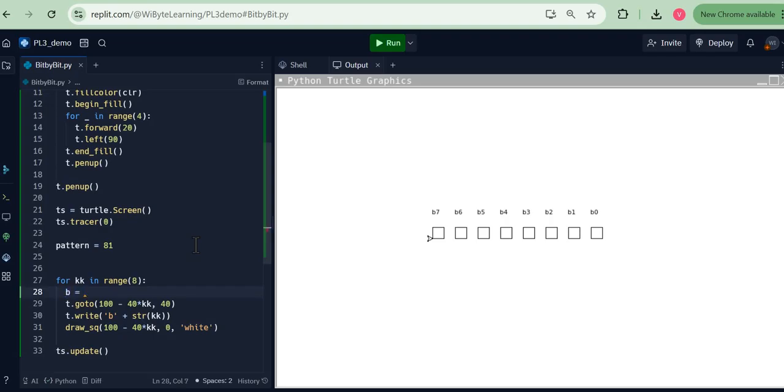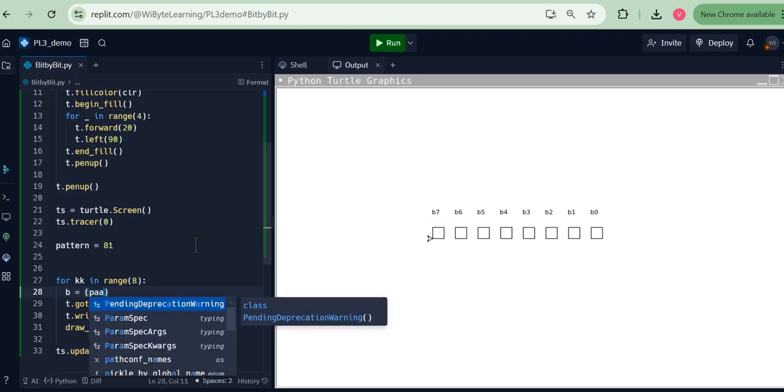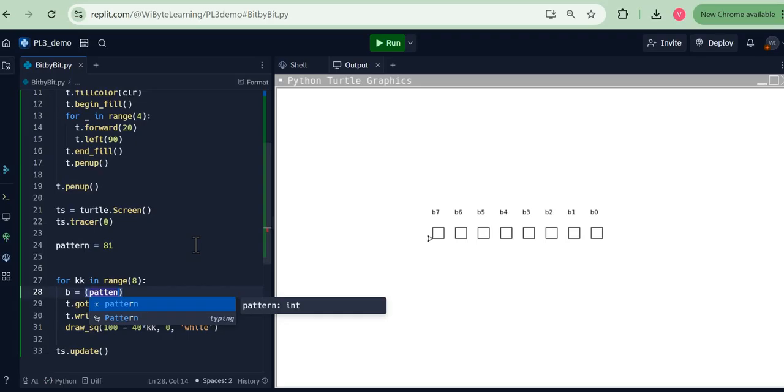Now b is going to be either 0 or 1. As we have seen before, the way I'm going to do this is pattern, bitwise and (remember, this ampersand is bitwise and) with 2 to the power of kk. Having done this, now be very careful with the brackets here. I'm going to shift this right by kk.